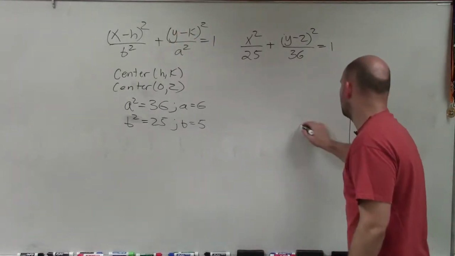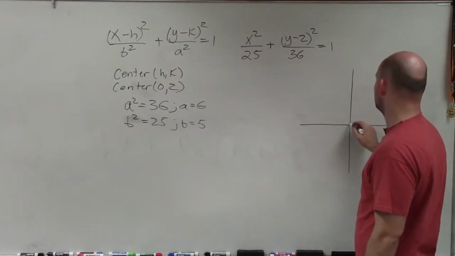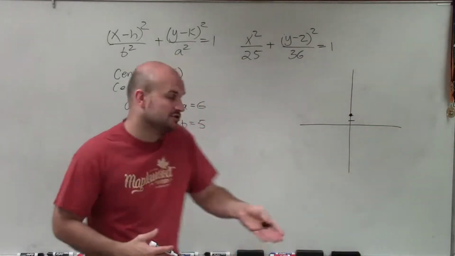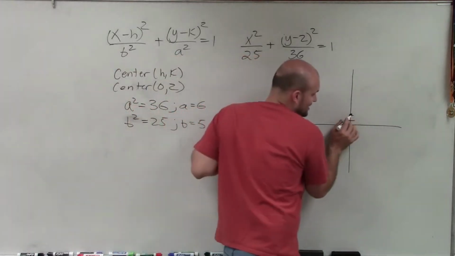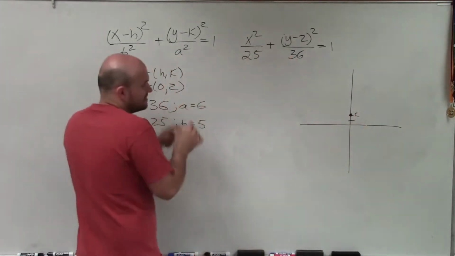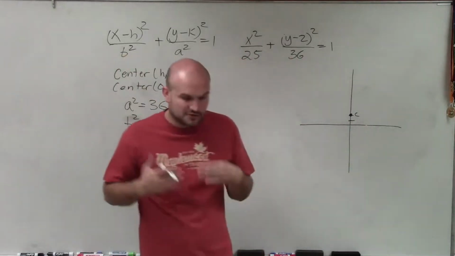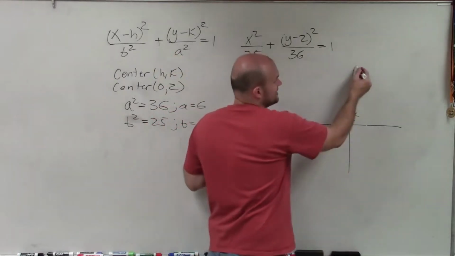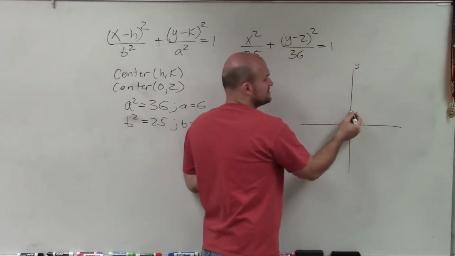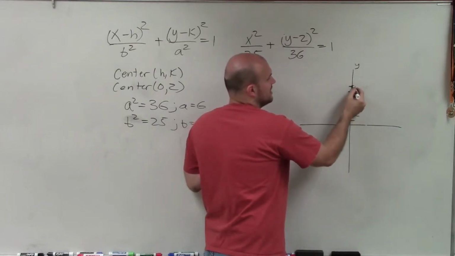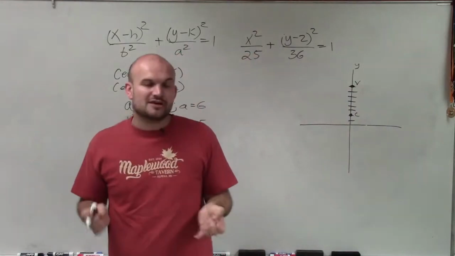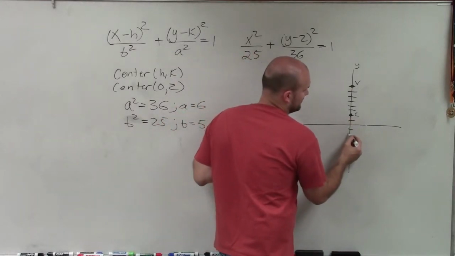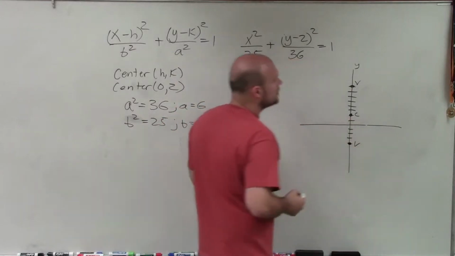So let's go ahead and graph where the center is going to be, which will be at 0, 2. Now, remember, a is the distance from the center to your vertices. Here's my center. The distance is 6. The center, vertices, and foci all lie on the major axis, and the major axis is vertical, which in this case is my y-axis. So from the center, I'm going to go up 6, 1, 2, 3, 4, 5, 6, and find my first vertex. But remember, the center is in between the two vertices, so I can go down 6 units, 1, 2, 3, 4, 5, 6, to find my other vertex.